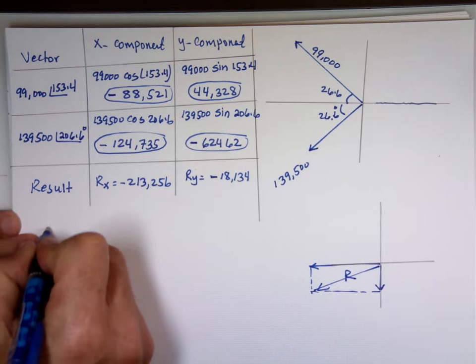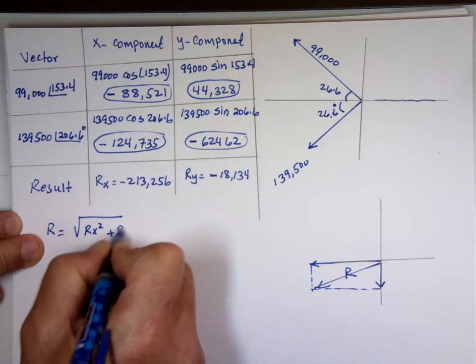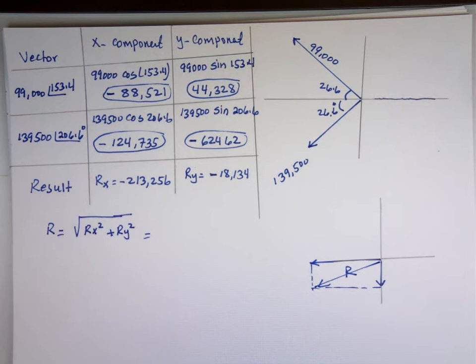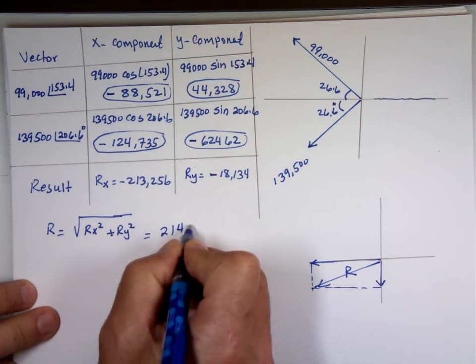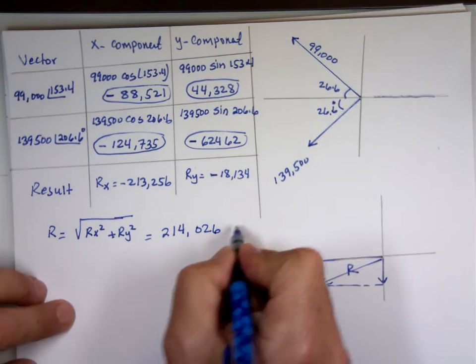So r is going to be the square root of r sub x squared plus r sub y squared. So let's take these two numbers, square them, then take the square root. 213,256 squared plus 18,134 squared. Take the square root of that number. I came up with 214,026. Again, this is Newton per Coulomb.